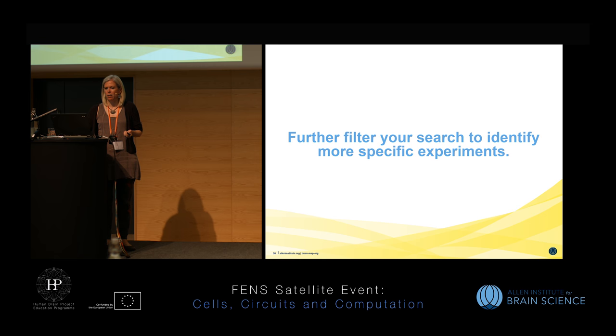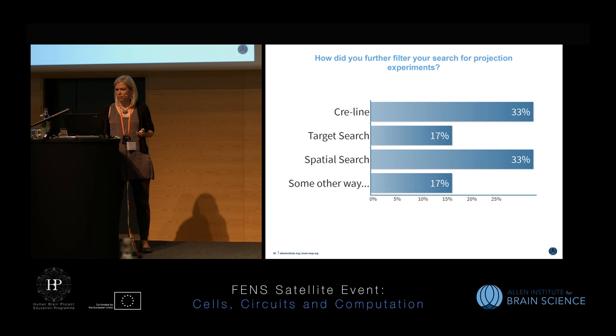You can do a mouse line. So one of the things that I didn't point out right away is that this is an anterograde connectivity atlas, but since it's digital, you can do a digital retrograde. It's kind of a virtual retrograde search.